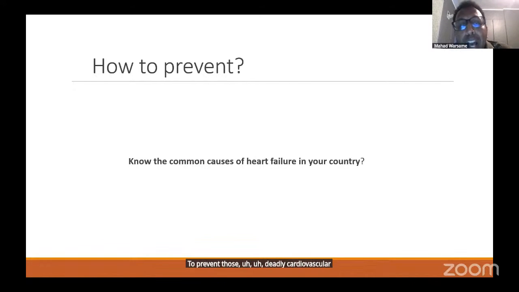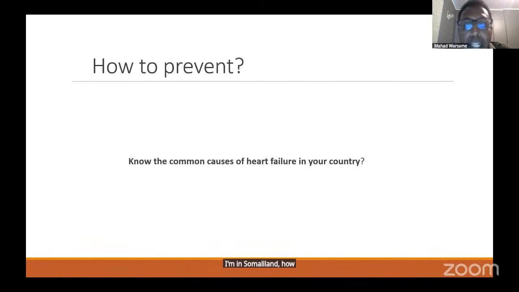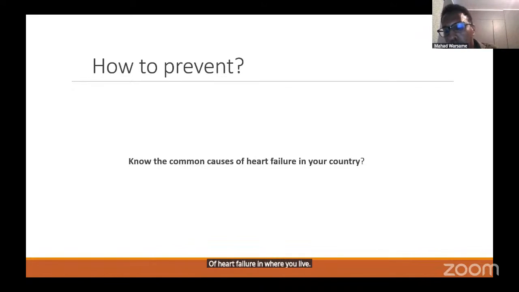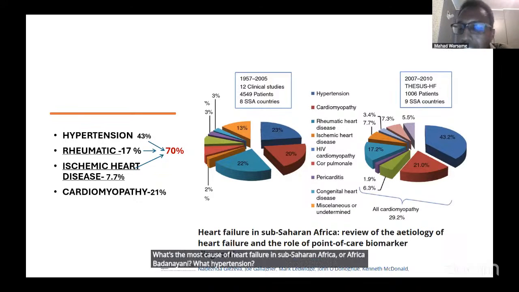Now you ask me how to prevent. I'm in Somaliland, how can I prevent? You find what's the cause of heart failure where you live. So this article shows you what's the most common cause of heart failure in sub-Saharan Africa, or Africa in general. Hypertension. High blood pressure is the killer.